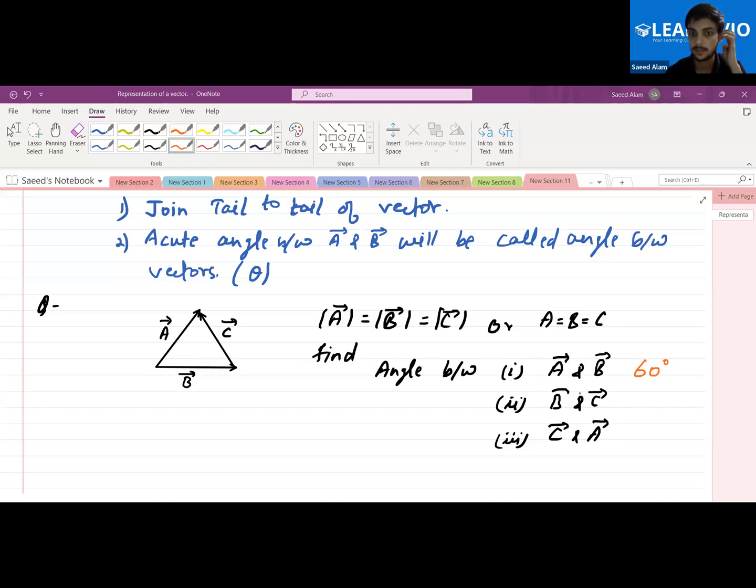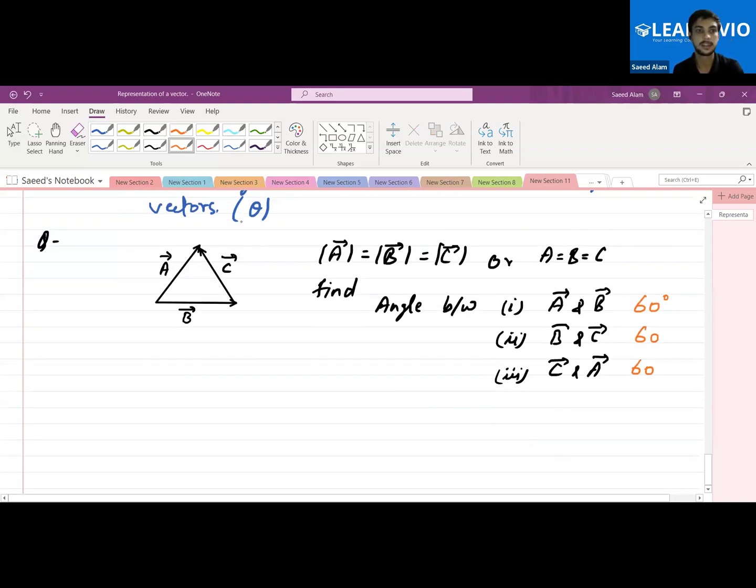All three angles are 60. Are you sure about it? Yes. Okay, so should we start the solving here? I'm writing your answers here, and let's see what happens.